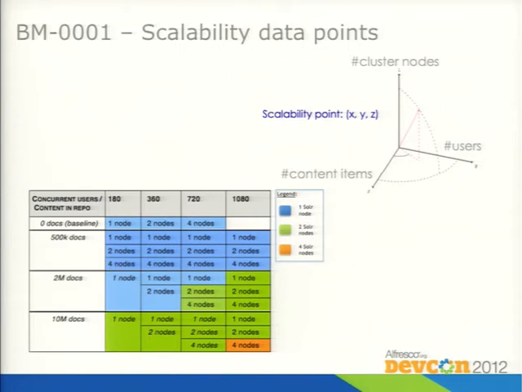One little more point about these slides. So these are actually the points that we selected. BM001 in terms of number of content items, we tested against 500,000 documents, 2 million documents, and 10 million documents. While the number of users, and that might even be more interesting, we tested against 180, 360, 720, and even about 1,100 concurrent users. Yeah. So these are concurrent users.